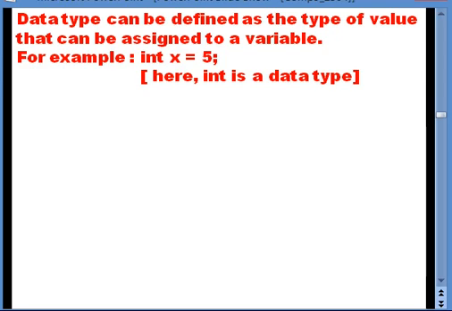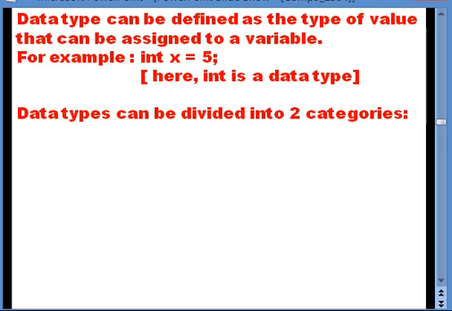It is specifying that x is going to store only an integer value. If we try to store some fractional value in it, it will be a syntax error. So data type is actually going to define the type of value that can be given to a variable. Now these data types can be divided into two categories.